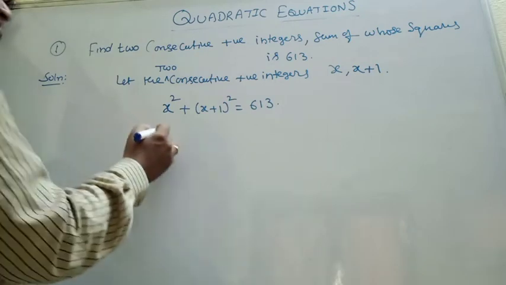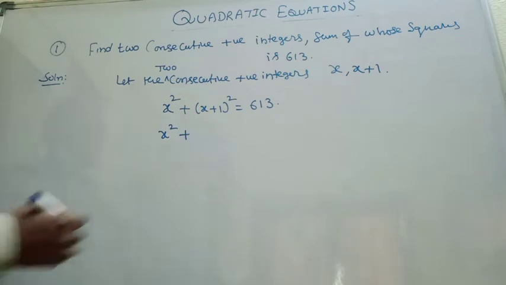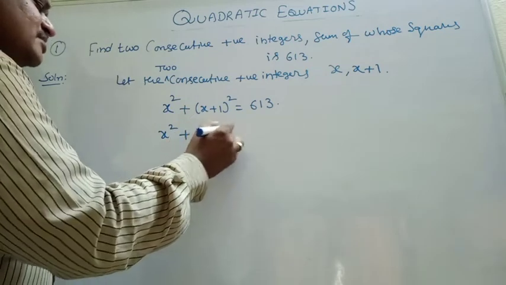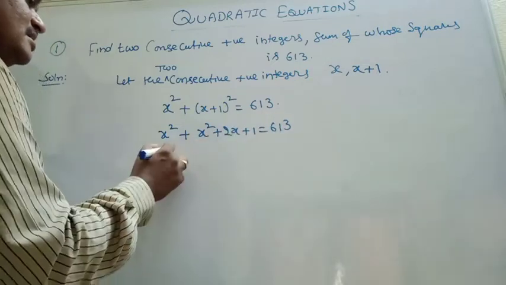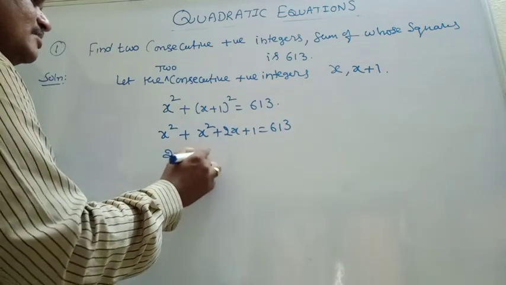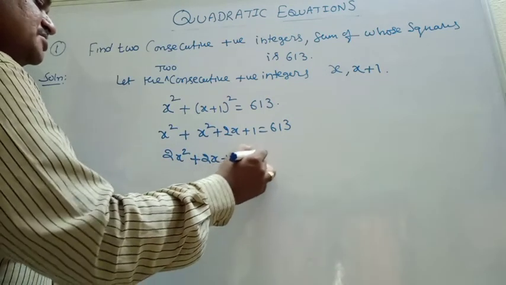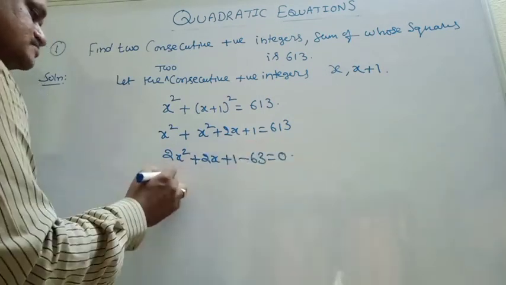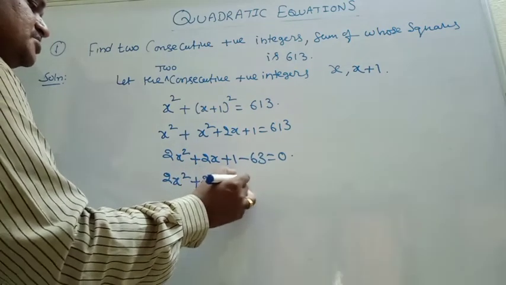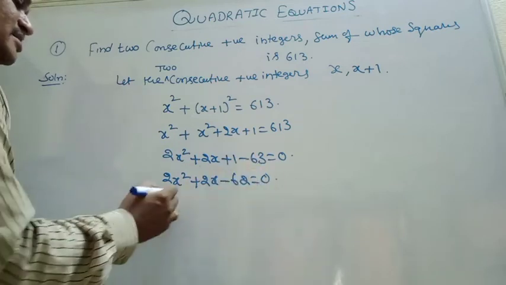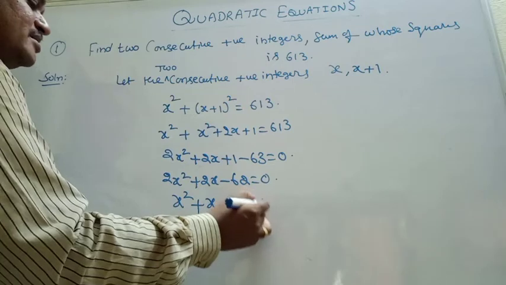Once this is set, we will try to simplify. Now we get a nice quadratic equation: x square plus 2x plus 1 is equal to 613. Now this is 2x square plus 2x plus 1 minus 63 is equal to 0.